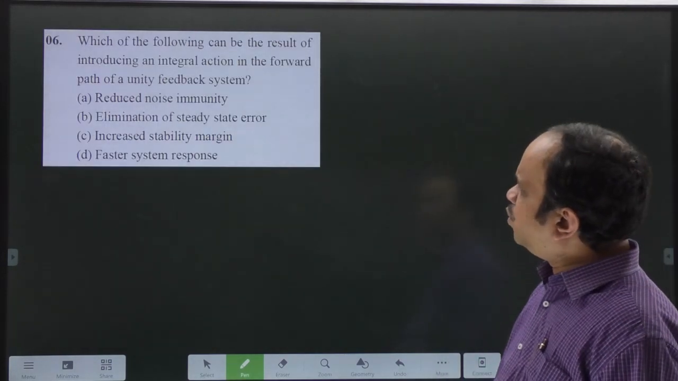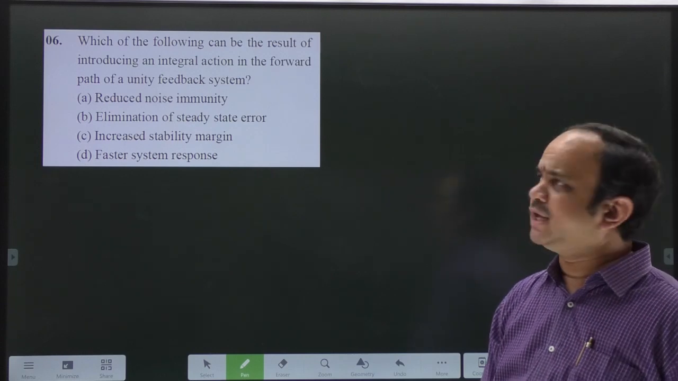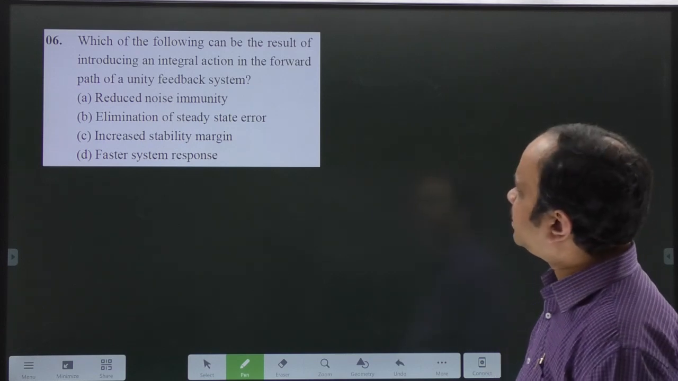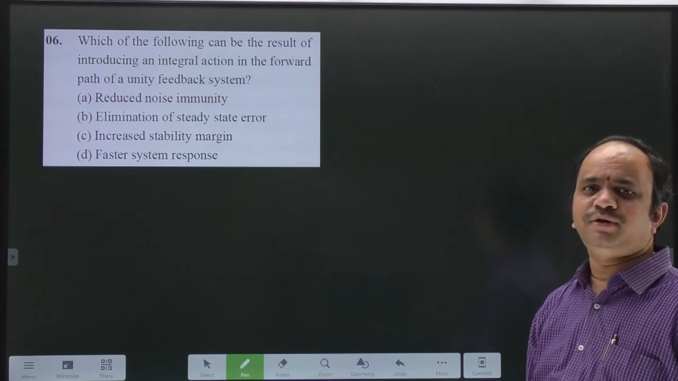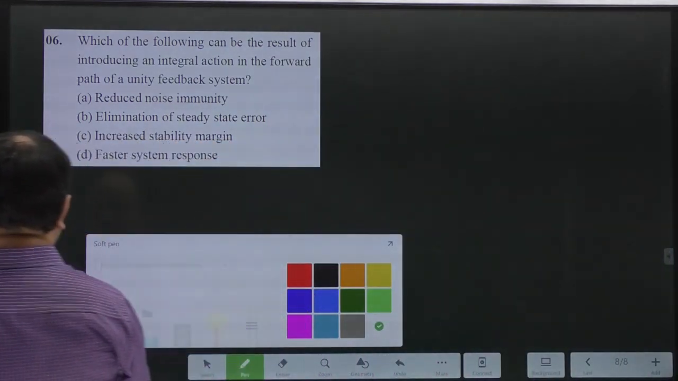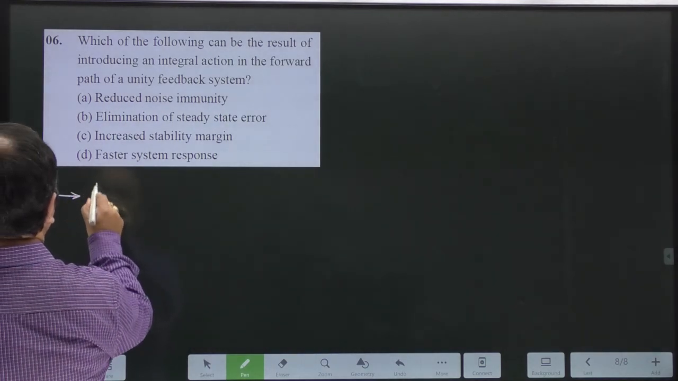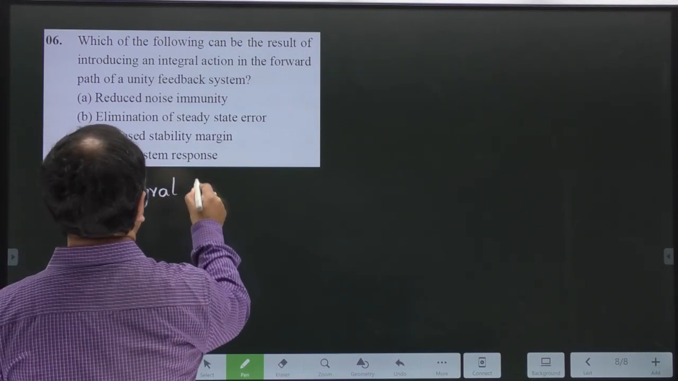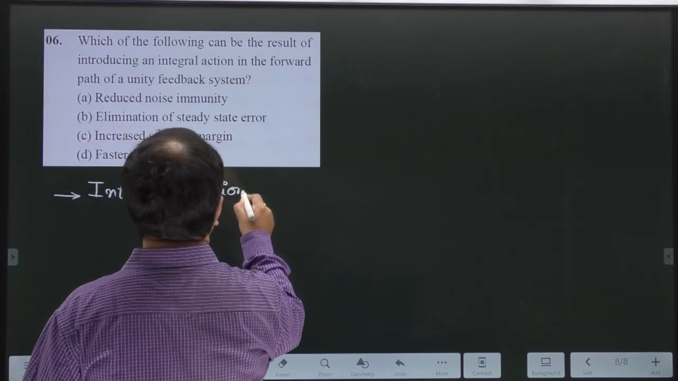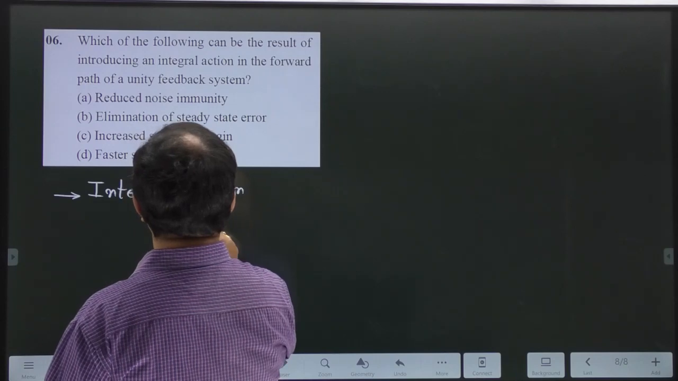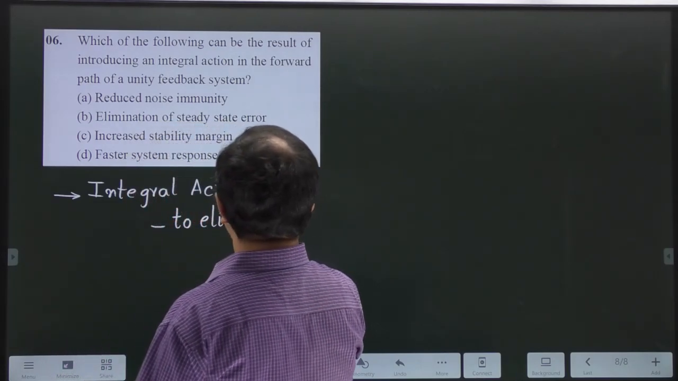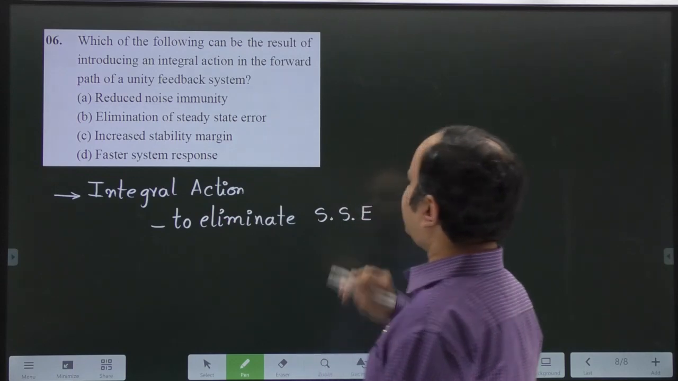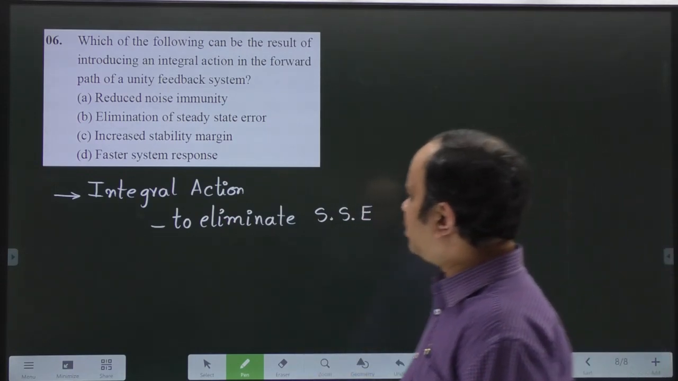Now in this question, what is given? It is asked what is the property of the integral controller. Which of the following can be the result of introducing an integral action in the forward path of unity feedback system? Okay. So the basic property of integral action is to eliminate steady state error.